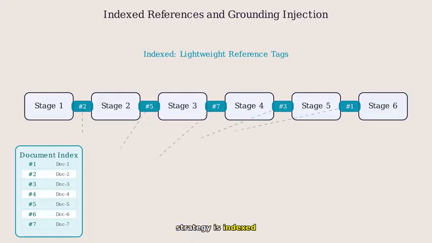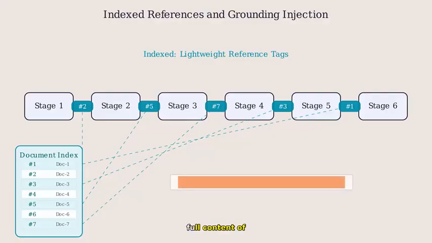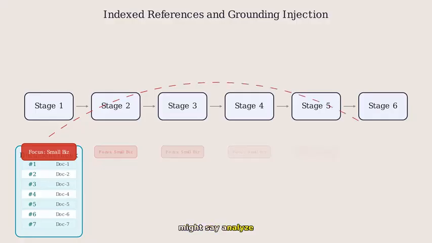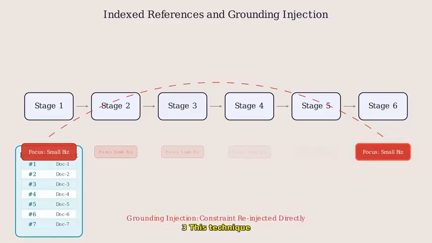The third strategy is indexed references. In long research pipelines, instead of pasting the full content of a source document into each stage, you create a document index at the start of the pipeline. Each source document gets an index number. Then, in subsequent stages, instead of carrying the full documents forward, you carry only the index and reference documents by number. A stage prompt might say, analyze the findings from documents 2, 5, and 7 in the document index. You do not need to process the other documents. Focus only on those 3.